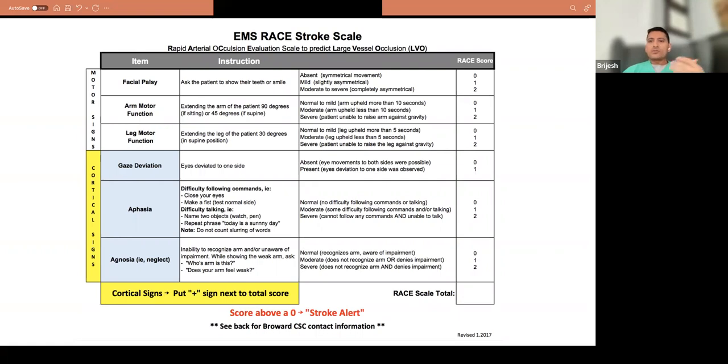If they answer no to either of that, no, I don't recognize my arm, and no, I'm not weak in that arm, then that's automatically 2 points. If they answer, yes, this is my arm, but no, I'm not weak in that arm, then that's 1 point. And if it's completely normal, meaning they're aware that something's wrong with their limb, their arm weakness, and they know it's their arm, then it's 0 points. Make sense?